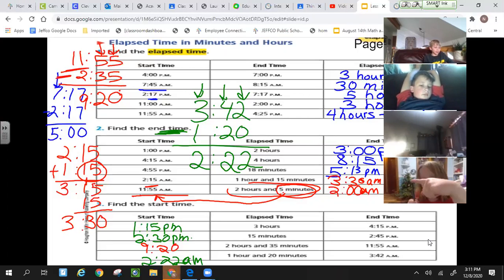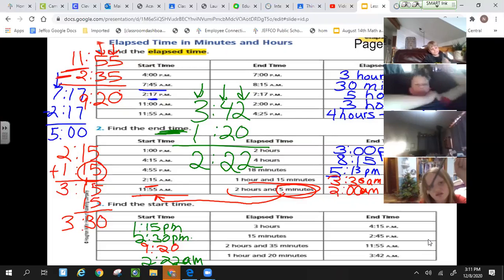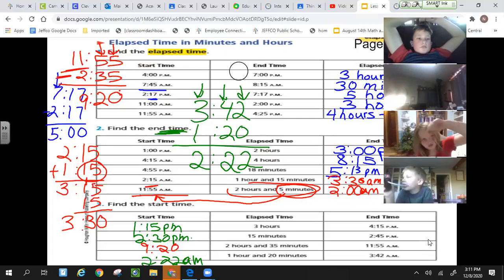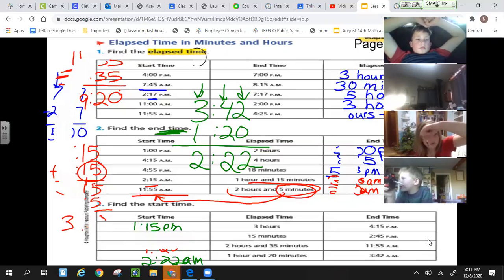So now we have looked at when we are given the start time and the end time, we can find how long the activity has lasted. That's our elapsed time. We have also had the start time and the elapsed time, and we were able to find out what time our activity would end. And we were able to find out when our activity would start by giving the end time and the elapsed time. That is a lot of stuff you guys just worked on.